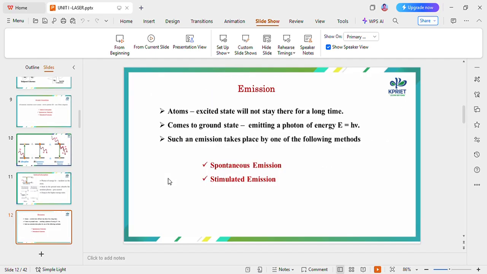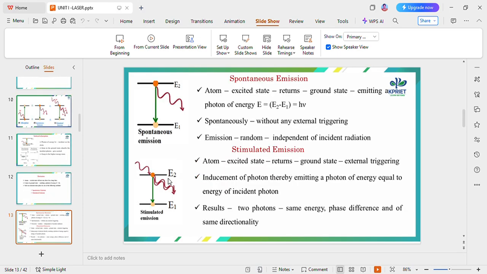There are two types of emission as I mentioned earlier: spontaneous emission and stimulated emission. What is emission? An atom in the excited state will not stay there for a long time. It will come to the ground state by emitting a photon of energy. Such an emission takes place by these two methods, spontaneous emission and stimulated emission.